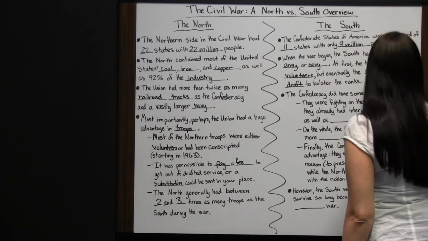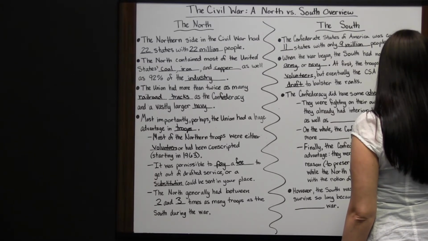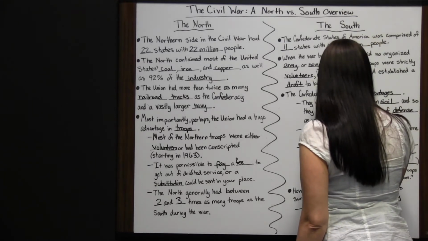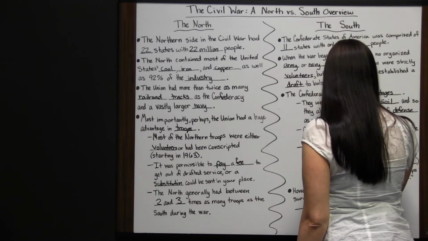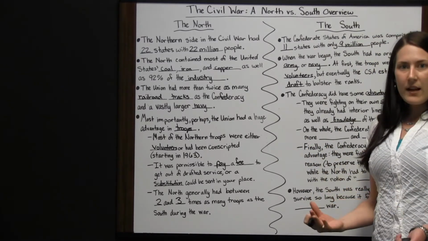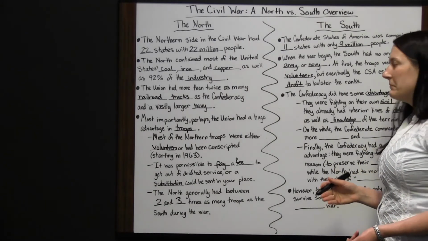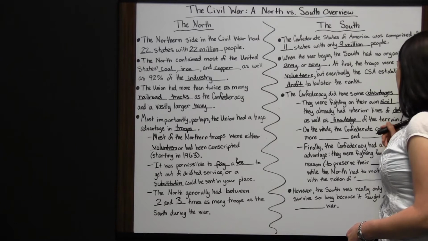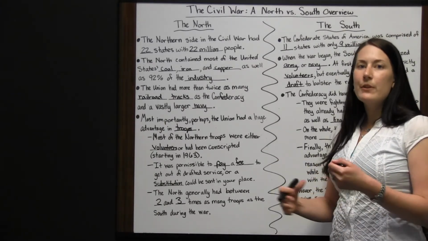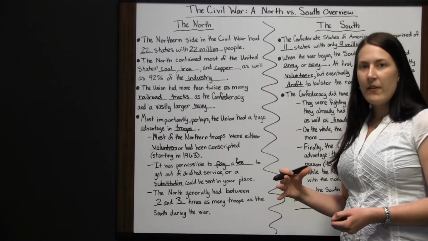They were fighting on their own soil, and so they already had interior lines of defense, as well as knowledge of the terrain. So, Northerners were used to a certain climate, they were used to their terrain, so going and fighting in the South was going to be different to them. And the South already had lines of defense in place, where the North was having to build them as they moved down. So the South did have some advantages there since the war was being fought there.